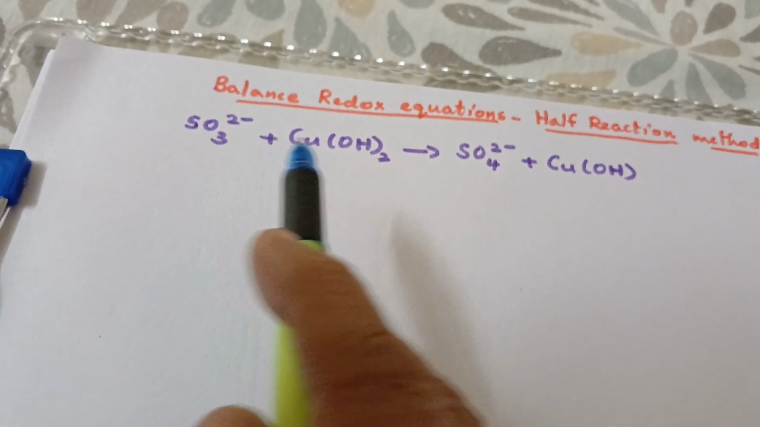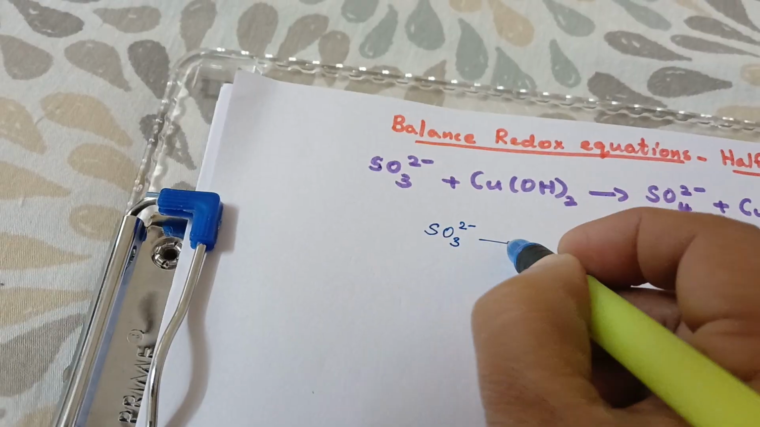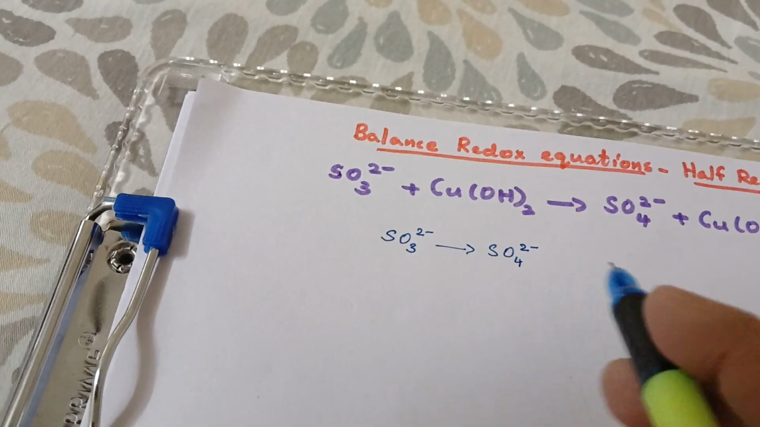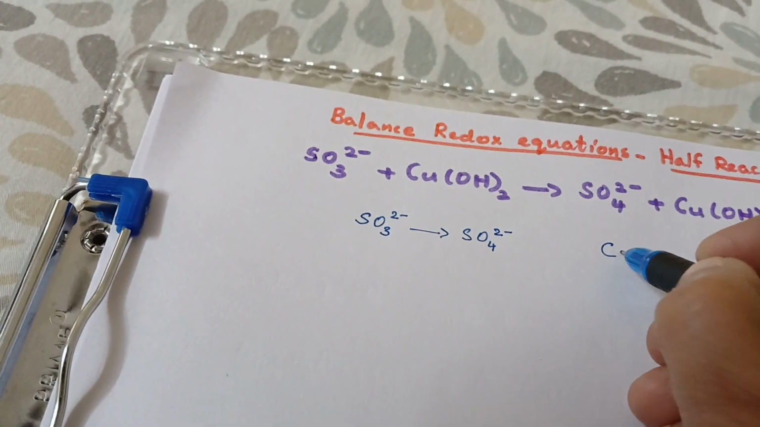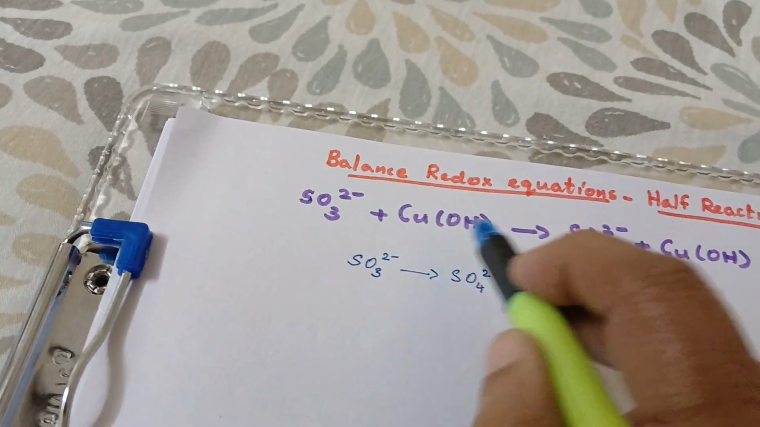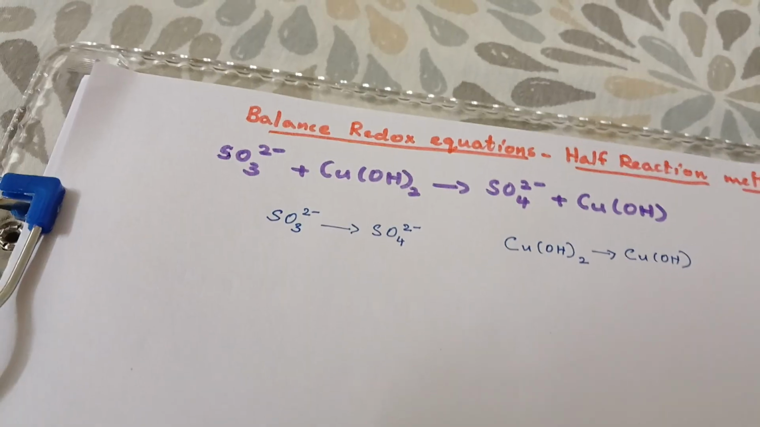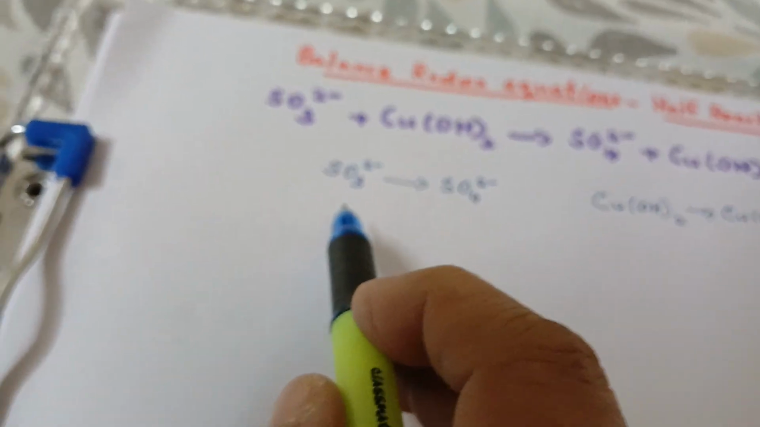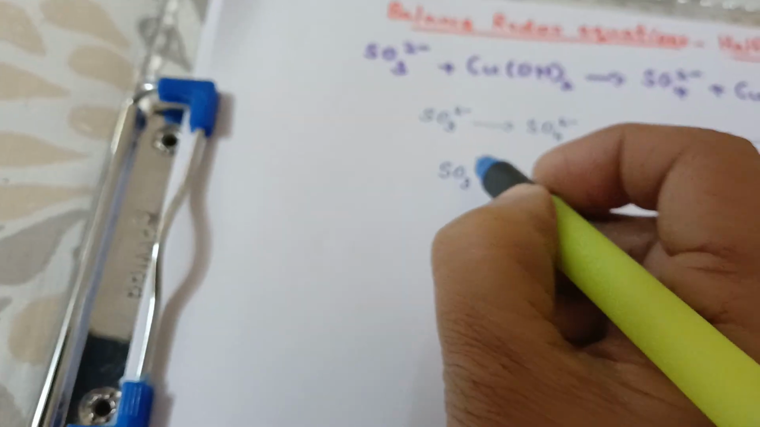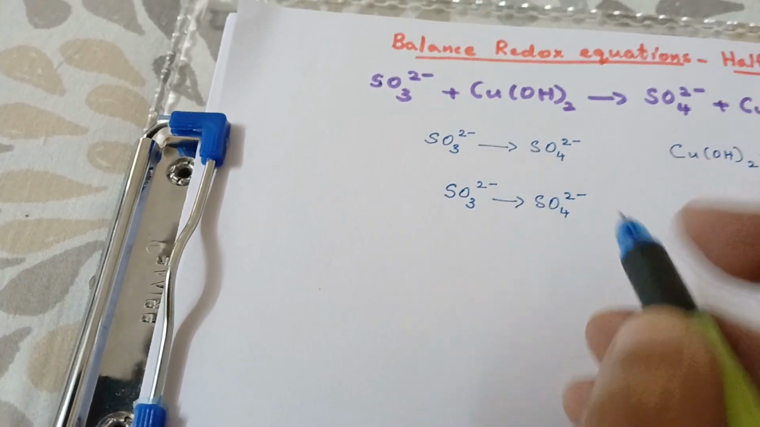In here from the left hand side, SO3 2 minus giving SO4 2 minus. And the other half reaction is Cu(OH)2 giving the one which contains copper, CuOH. Now first let us take SO3 2 minus giving SO4 2 minus.